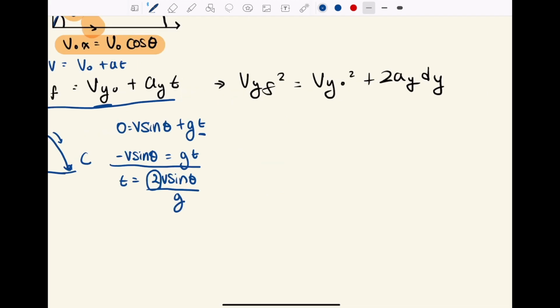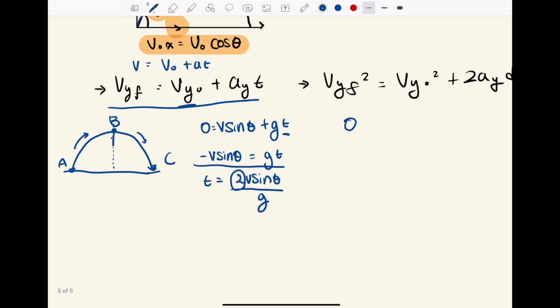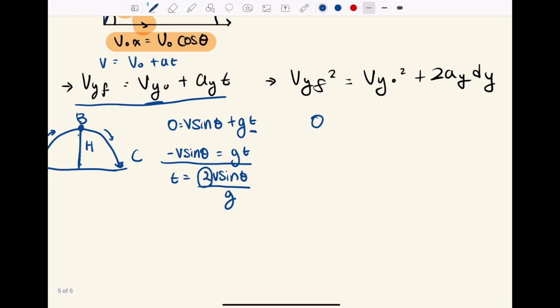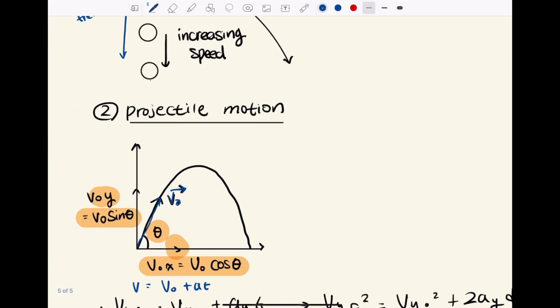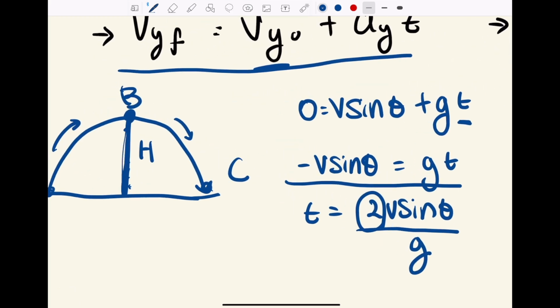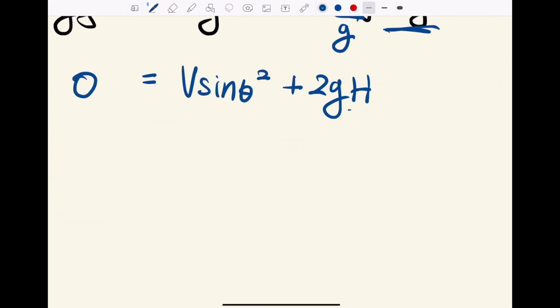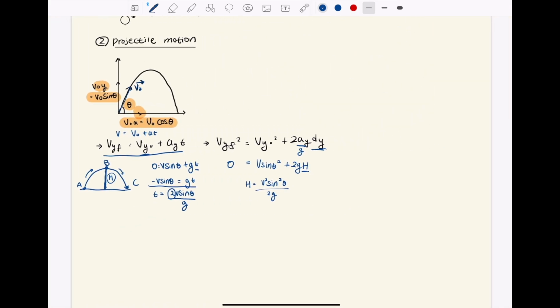Next, we're going to derive the height. Here, the same logic: the height would be this part. The final velocity when the ball reaches point B is 0. And then the initial y velocity would be v sine theta squared plus 2a, where a is g, like we have been mentioning, 2g, and dy would be how much the ball has traveled vertically, which would be the height. So when we isolate h, h equals v squared sine squared theta over 2g. That would be h.